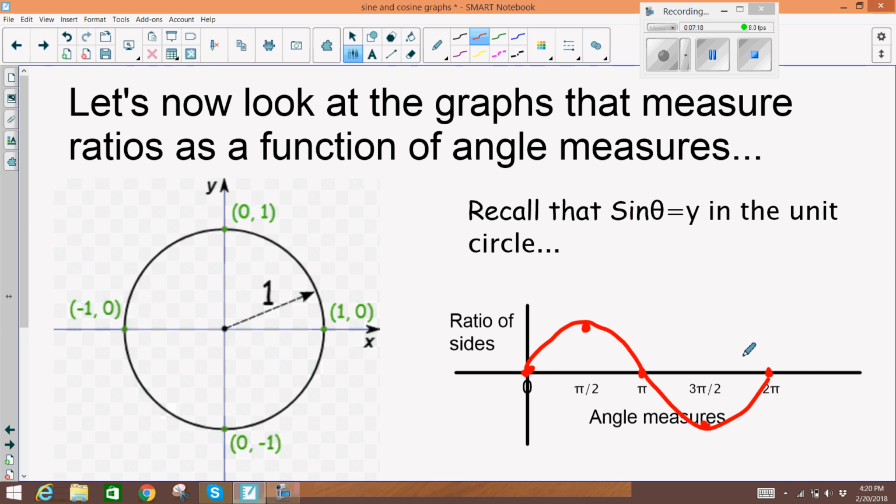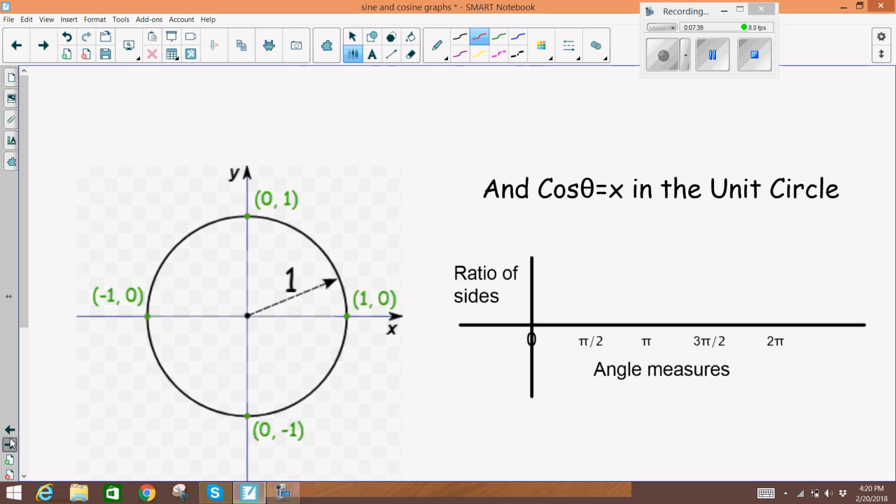That is one period of our sine graph. I haven't talked about what periods are yet, and I will in a minute. If we kept going around the circle, or went backwards around the circle, we would get that going on in both directions.